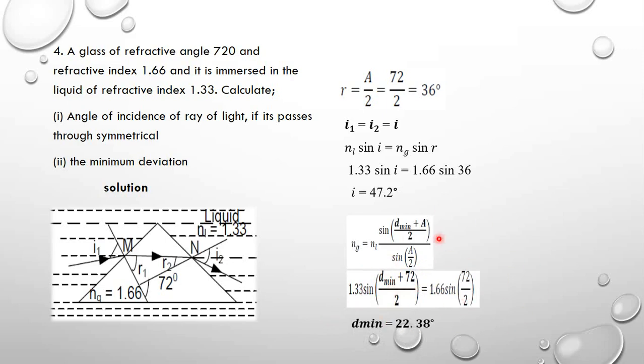Or if you don't want to use that procedure, you can just use the formula. D mean is equal to 2I minus A. Remember, we have our I as this one here, which is 47.2 degrees, and so we can get our D mean still as 22.4 degrees. If you round off this, you'll get this. So this is the same.